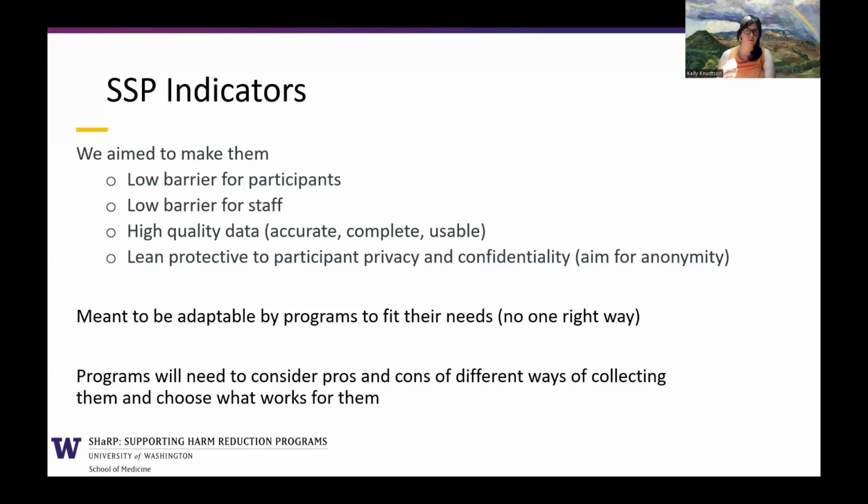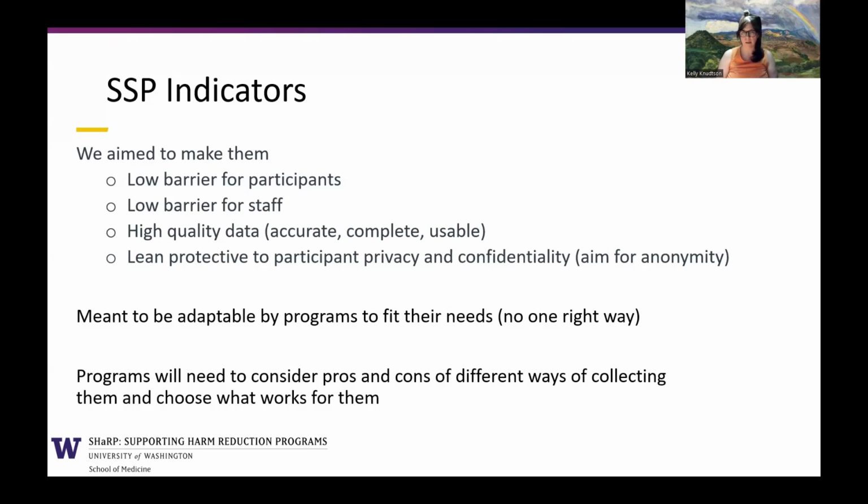So as we mentioned, there's no right way to collect them. And so in the guide, we have recommendations about what methods we might recommend, and then considerations if you're using other methods. And as I've mentioned, programs will really need to think about what is and isn't important to them when they're making, and what their goals are when they're making decisions about what they want to collect and how they collect it. All of the recommended indicators we have could be collected without using a unique ID, so they can be collected anonymously.